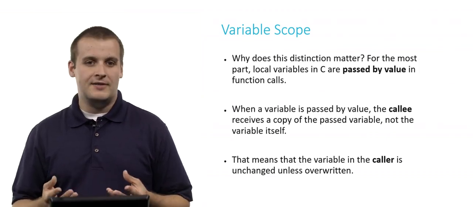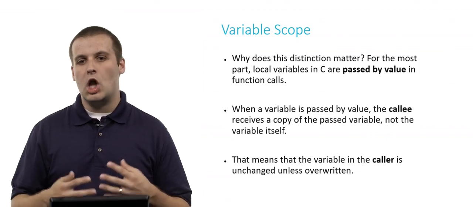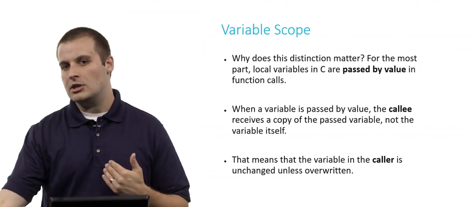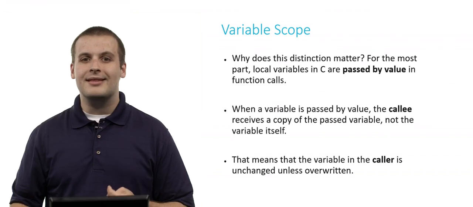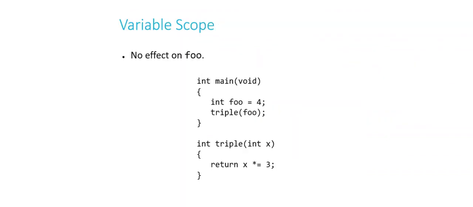So what is the side effect of that? That means that the variable in the caller, the function that is making the function call, is unchanged unless you overwrite it. For example, in this code, foo is not changed at all. Int foo equals 4, call triple of foo. Inside of triple, we would expect that foo would be multiplied by 3 and returned, but there's actually no effect.